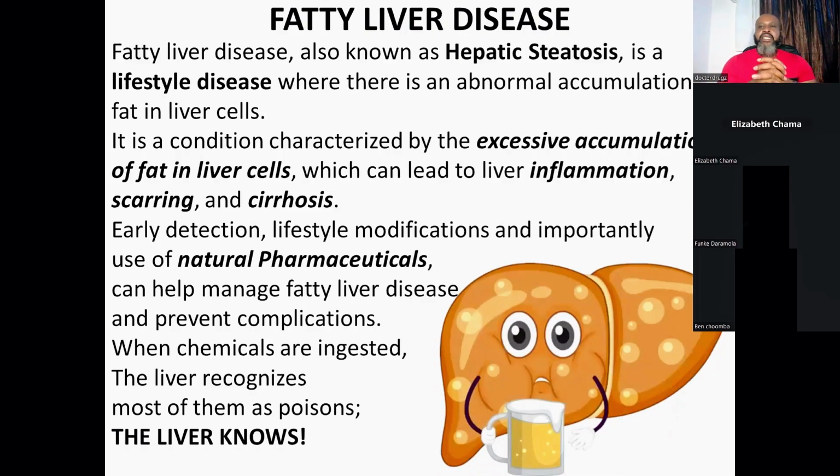All right. This is fatty liver disease. Fatty liver disease is also known as hepatic steatosis, and it's what? A lifestyle disease where there's an abnormal accumulation of fat in the liver cells. So it is a condition characterized by excessive accumulation of fat in liver cells, which can lead to liver inflammation, scarring, and cirrhosis. Now, early detection, lifestyle modifications, and importantly, use of natural pharmaceuticals can help manage fatty liver disease and prevent complications.